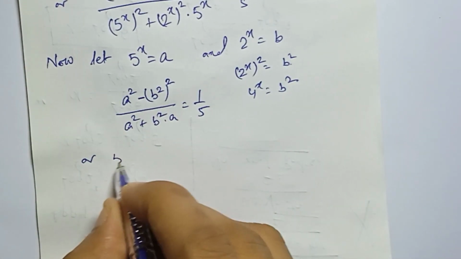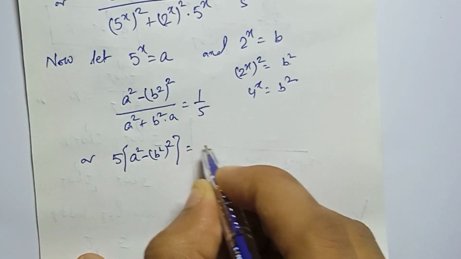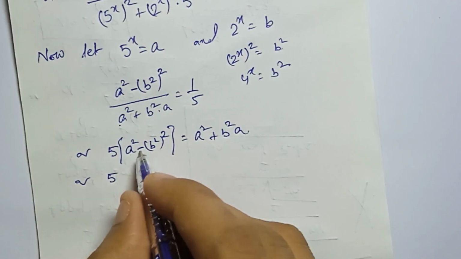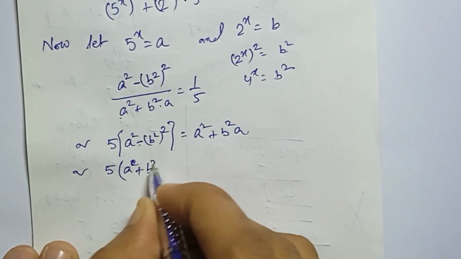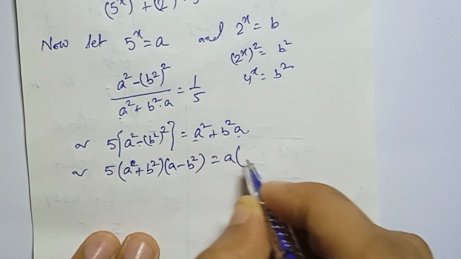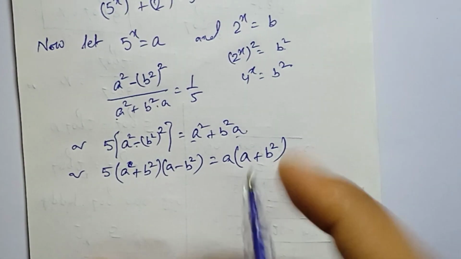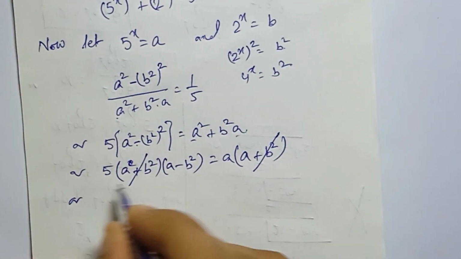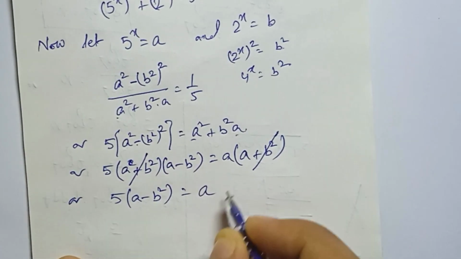Now cross multiply the equation. We get 5 times a square minus b square to the power whole square is equal to 5. Now here this is in the form of a square minus b square. We can separate it as a plus b and a minus b. Take common from this, a is common, we get a plus b square. Now these two terms will be cancelled out, a plus b square, a plus b square. Remaining this side is 5 times a minus b square is equal to a.